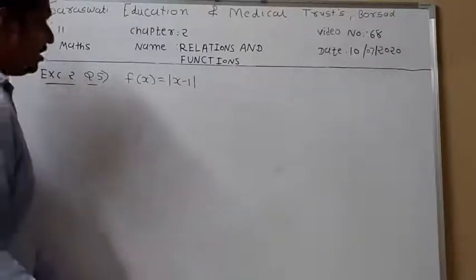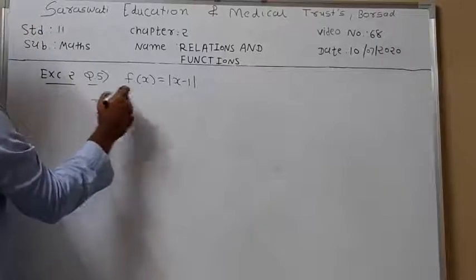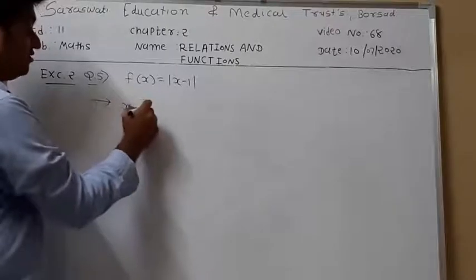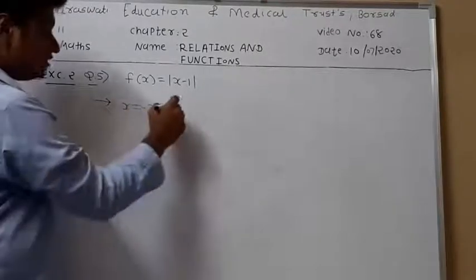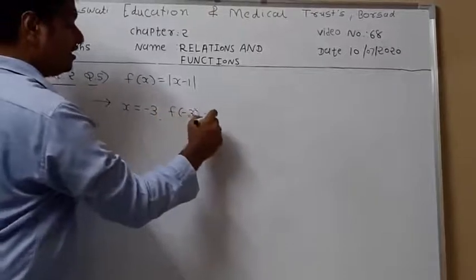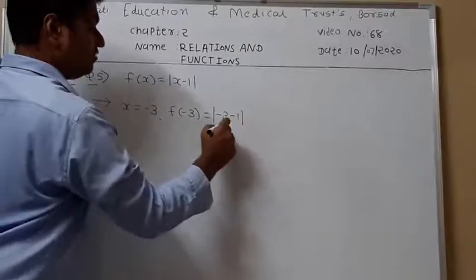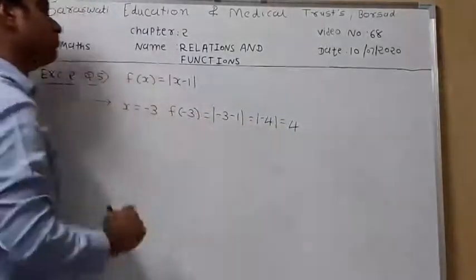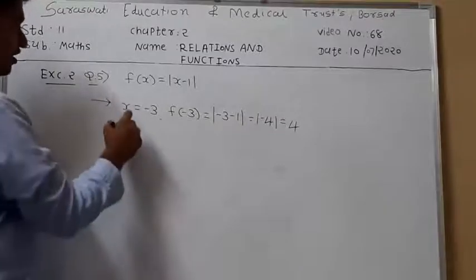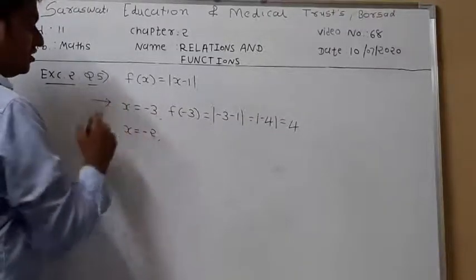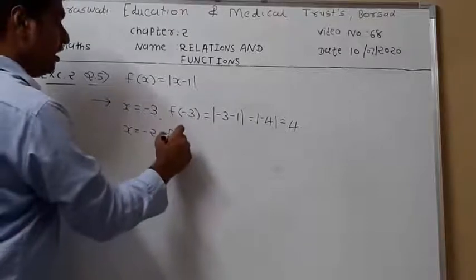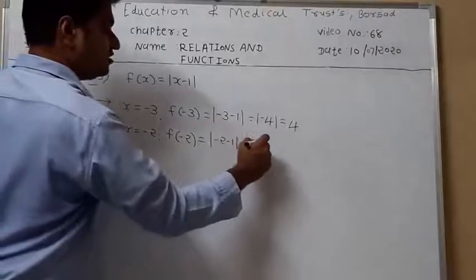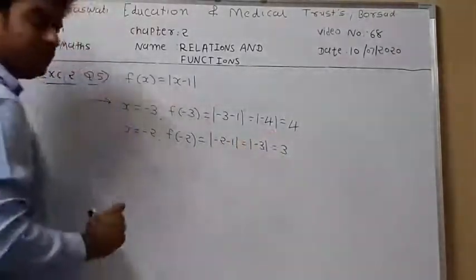Here we can consider any number because the modulus is present. Suppose x is equal to minus 3. So f of minus 3 is equal to modulus of minus 3 minus 1. Here we get minus 4, but since the modulus is present, we write positive 4. Now x is equal to minus 2: f of minus 2 is modulus of minus 2 minus 1, that means modulus of minus 3, which is equal to 3.